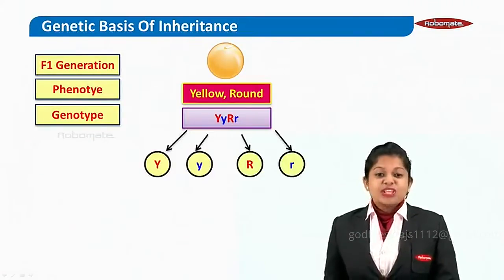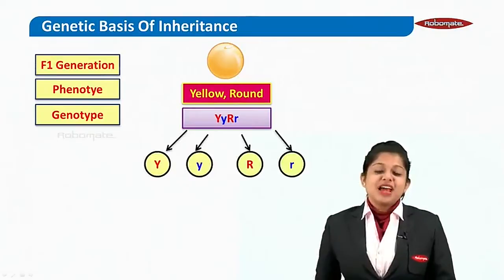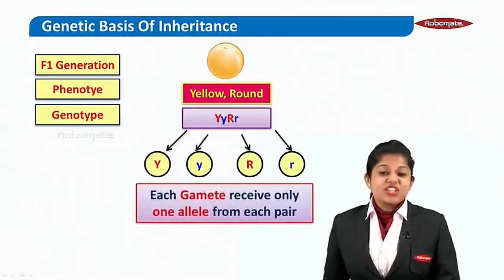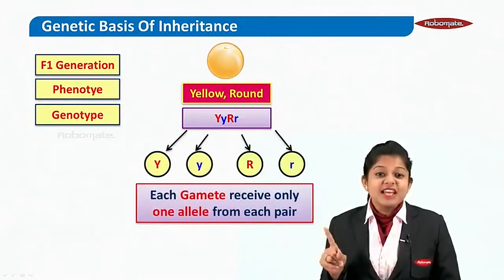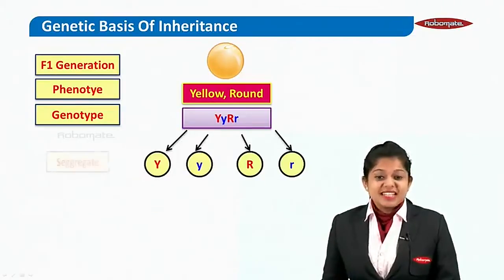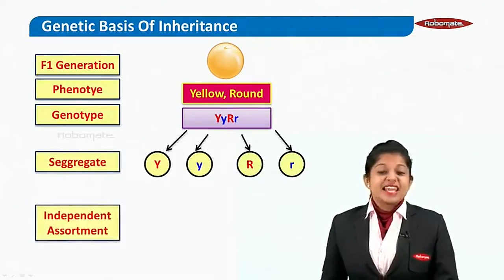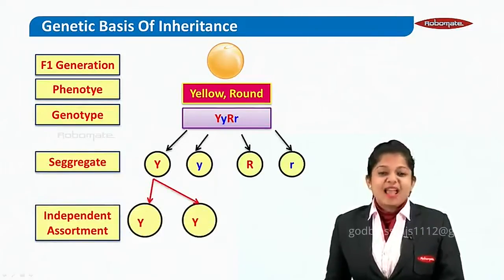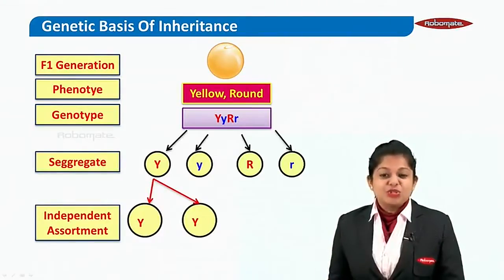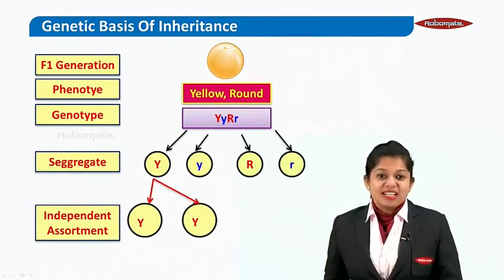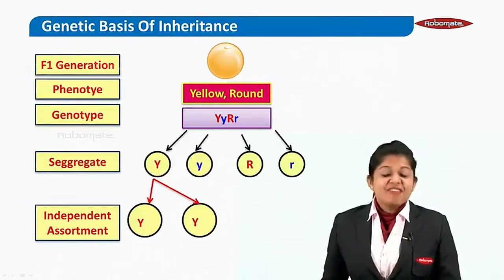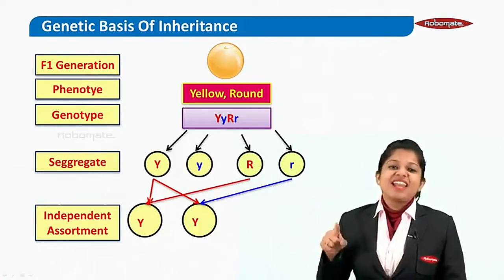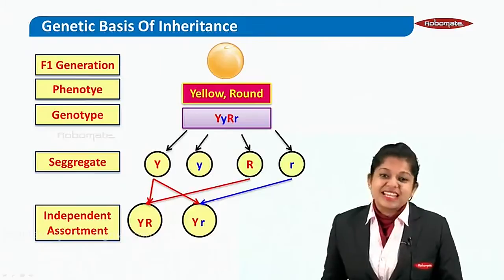Let's see how. The alleles that are produced here are independent of each other. When I say that, it means that each gamete receives only one allele from each pair, that is, when they segregate independent of each other. Let's see how. For example, a gamete produced with the dominant allele for seed color can have an equal possibility of receiving both the dominant as well as the recessive trait for its seed shape.